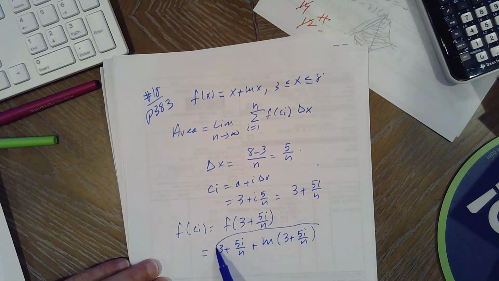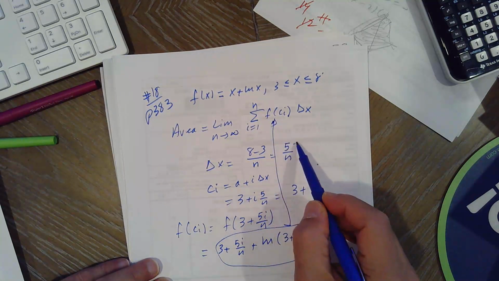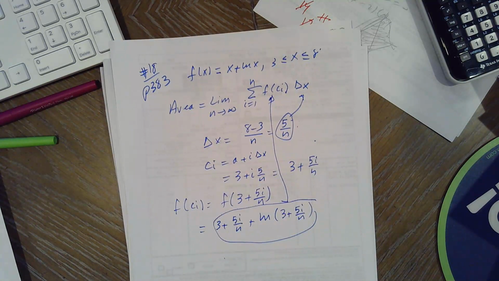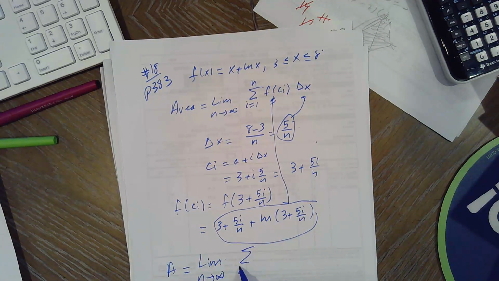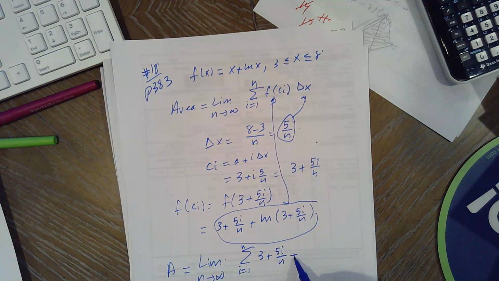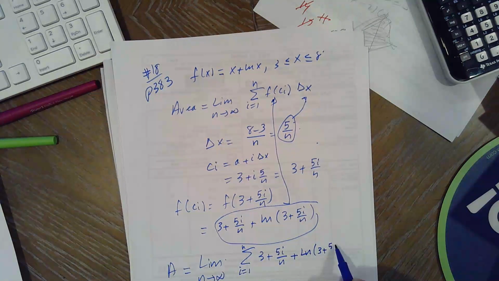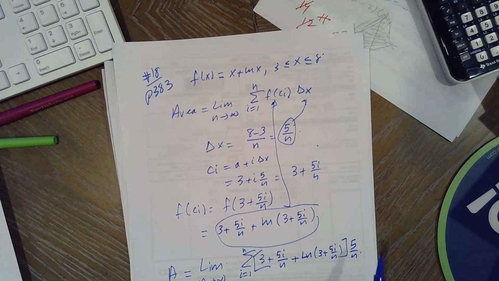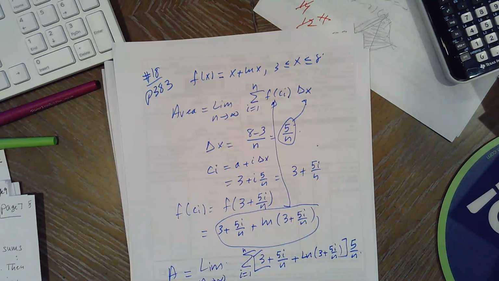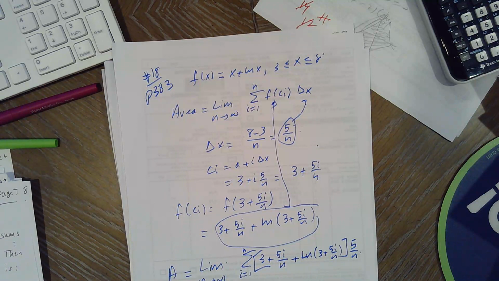So we're going to take all this and put it in for f of ci, and put delta x in there to get the area, summing from 1 to n. F of ci is 3 plus 5i over n, plus ln of 3 plus 5i over n, all times delta x, which is 5 over n. This is an expression. We are not here to evaluate it, just put the expression down. That's all they asked. And that was an introduction to chapter 5. 5.1 is done. We will see you in 5.2 shortly.